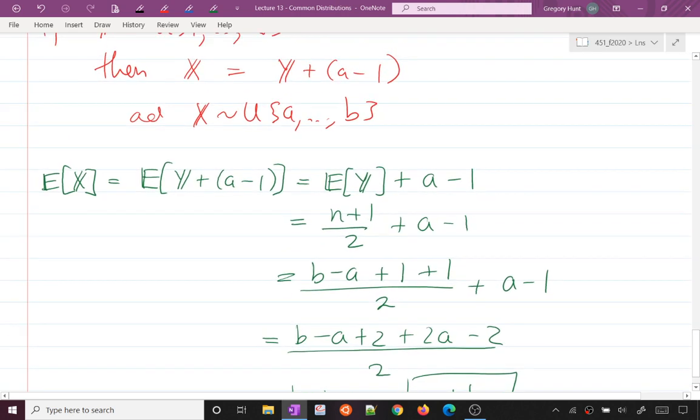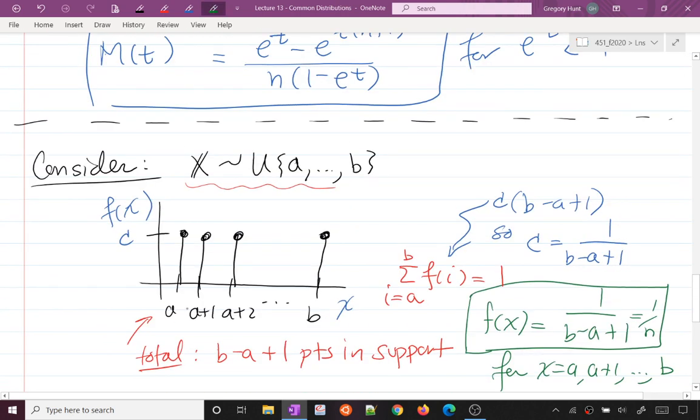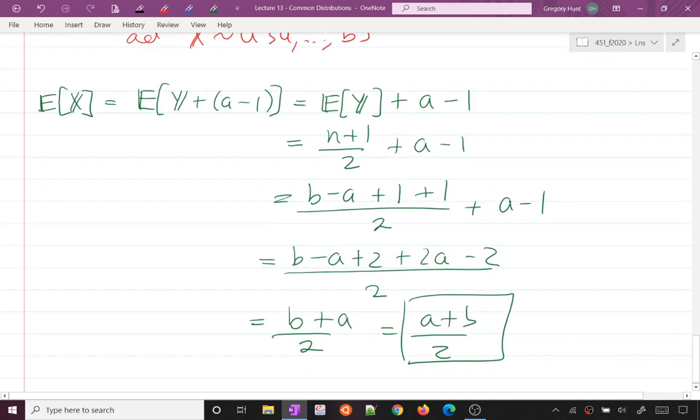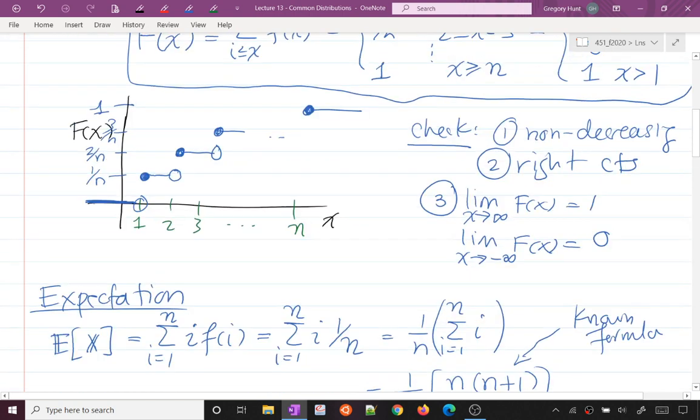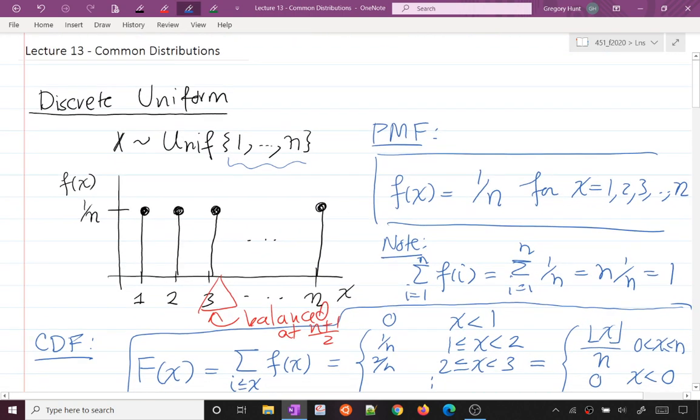So in the case where we have uniform over the numbers a to b, again, the balancing point, the mean, is just a plus b over 2. It's the in-between point between a and b. That makes sense. This was similar to how in the case where it's uniform 1 to n, it was n plus 1 over 2, the middle point.